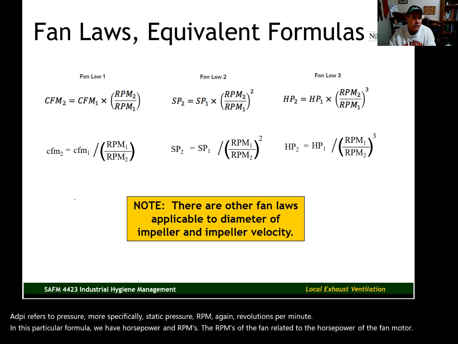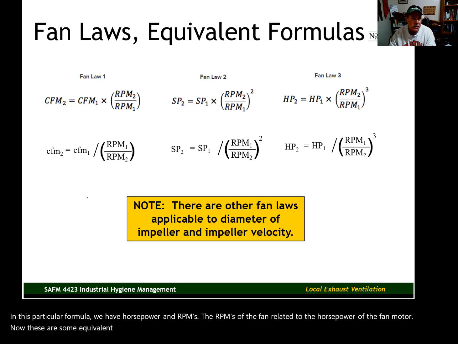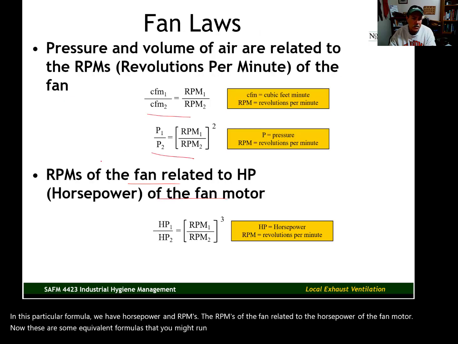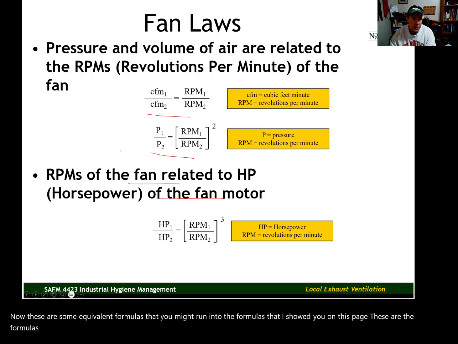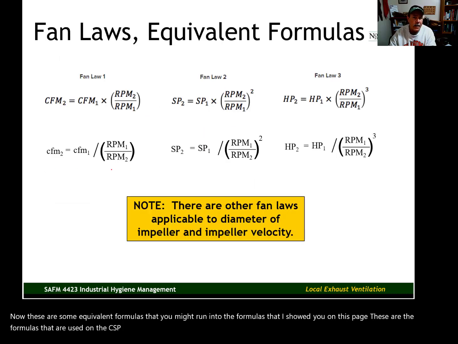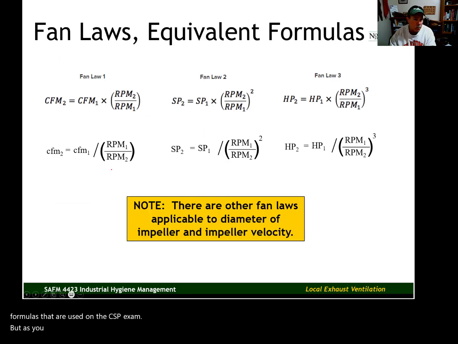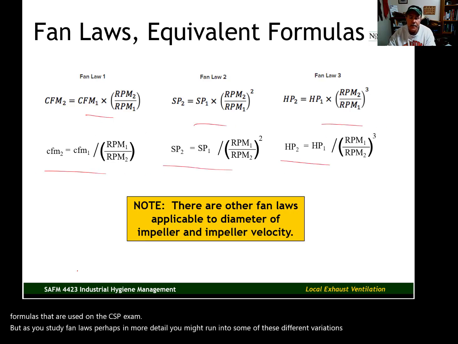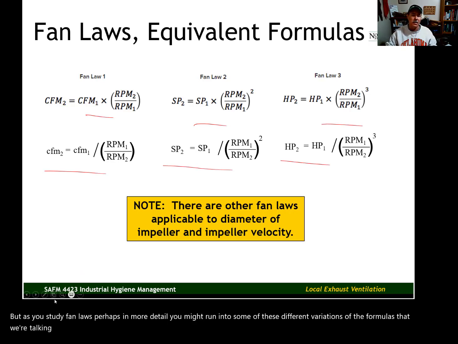Now, these are some equivalent formulas that you might run into. The formulas that I showed you on this page, these are the formulas that are used on the CSP exam. But as you study fan laws perhaps in more detail, you might run into some of these different variations of the formulas that we're talking about. Again, mathematically equivalent, but just laid out differently.